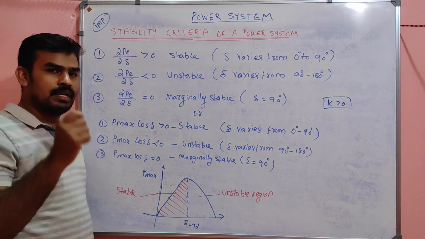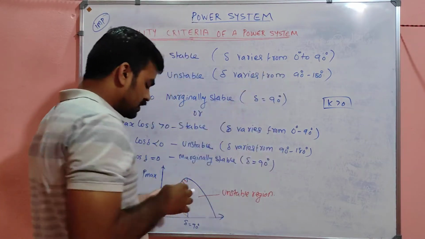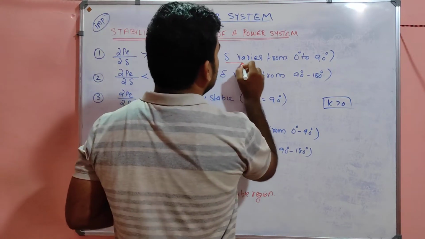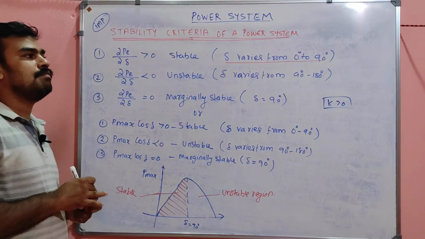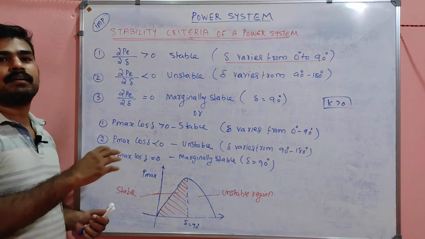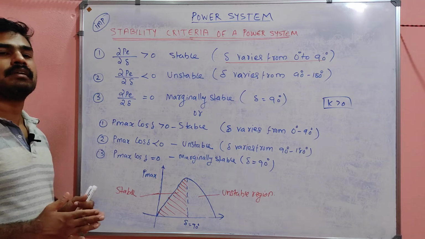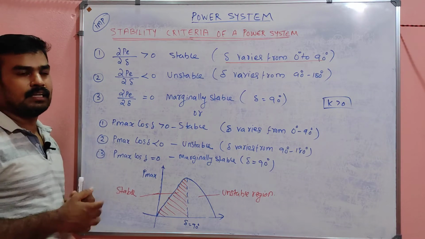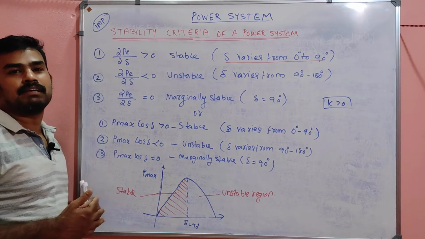But what is the value of that delta? It's a very important value. For stability, the value of delta will vary from 0 to 90 degrees. This is applicable for transient stability also. Transient stability means the variation of delta will be very high. Suppose the initial value of delta is 10 degrees. Then after some disturbance, the final value will be 80 degrees or 75 degrees.